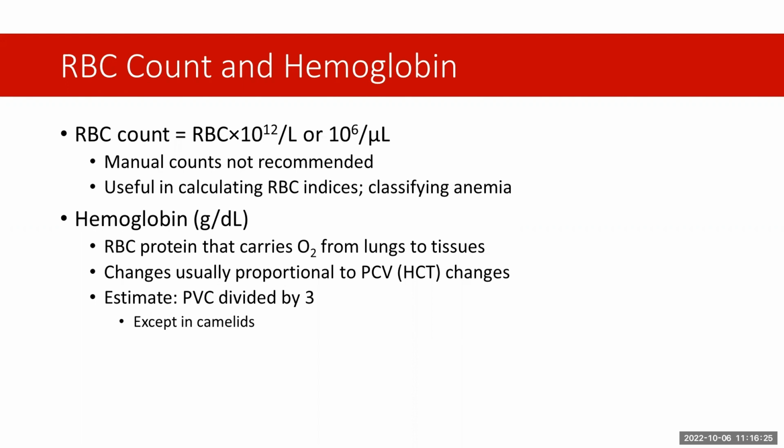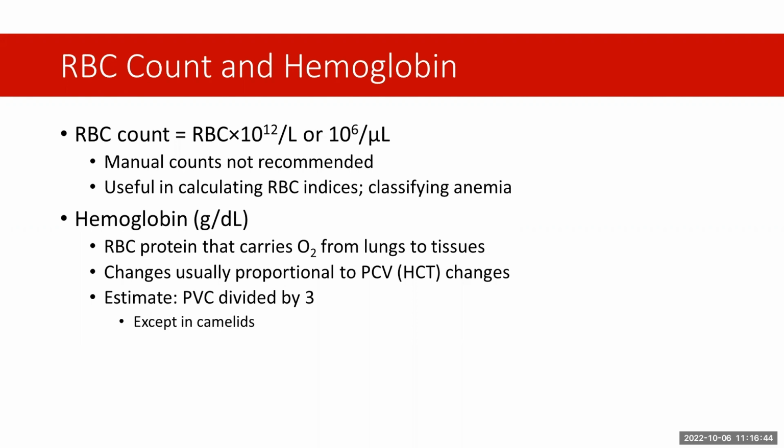And depending on the machine you're using, the province or state you're working in, and the patient, you're going to be expressing your counts as an RBC times 10 to the 12th per liter or times 10 to the 6th per microliter. 10 to the 12th is pretty common around here.